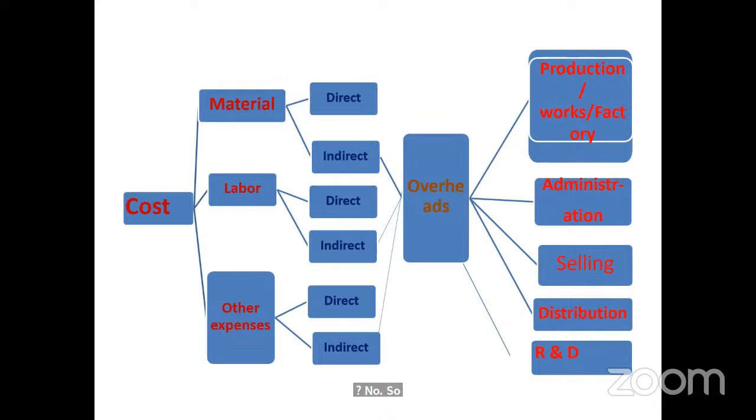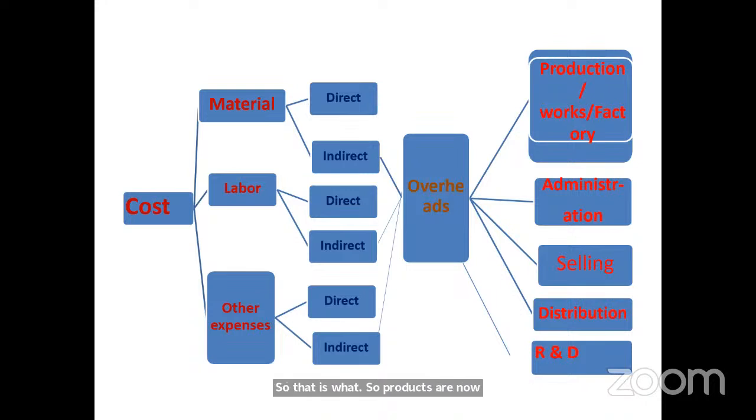Again, these overheads can be classified into 5 heads. 5 types of overheads are there. Please remember, the first one is production overhead, factory overhead, or works overhead. All are the same. Are you getting my point? What is the first type of overhead? You can call it production overhead, works overhead, or factory overhead.